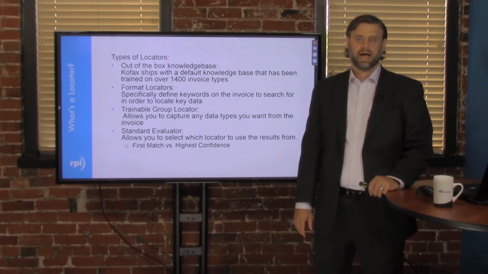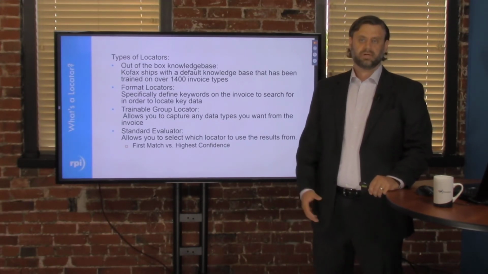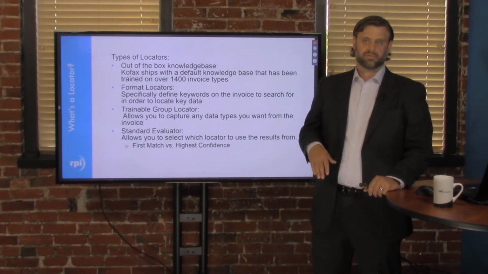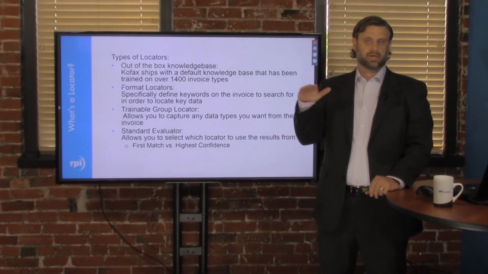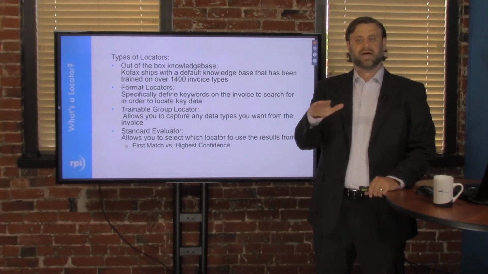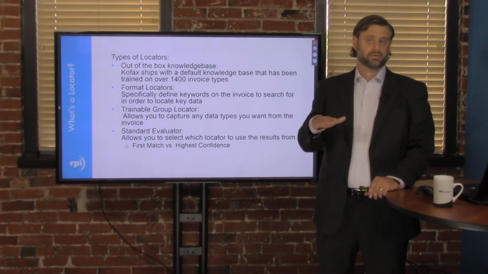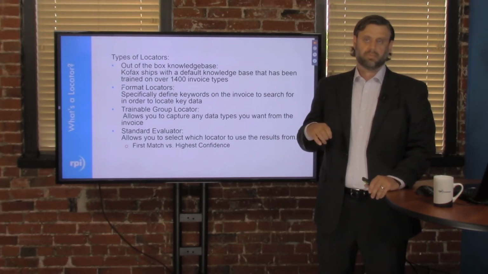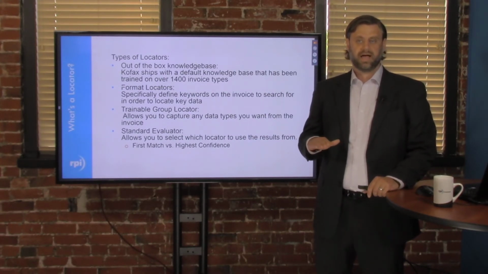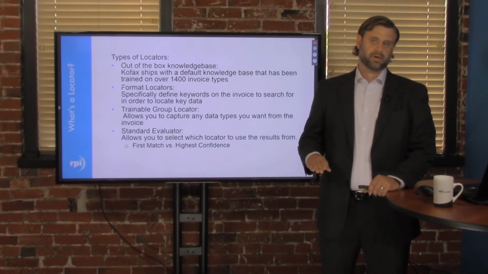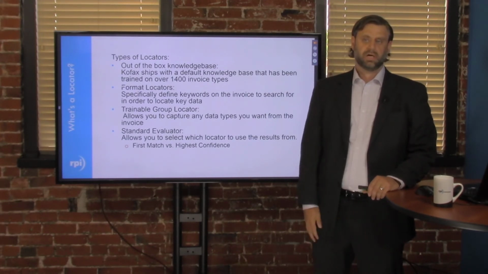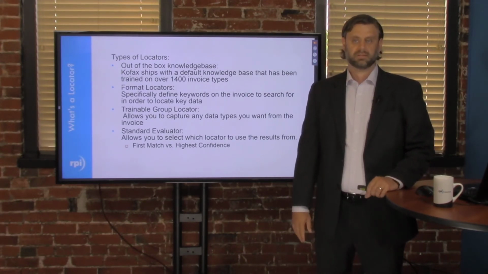The way you can do that is either the first match, so you kind of rank your locators. If we're going to say our trainable group locator is going to be our top one, and we find a value with it, we're going to use that no matter what. If it doesn't find something there, then maybe check the out-of-the-box knowledge base from Kofax. If it doesn't find anything there, then use the format locator. But the first one it finds, it's going to use. And that's typically how we'd set up a project.